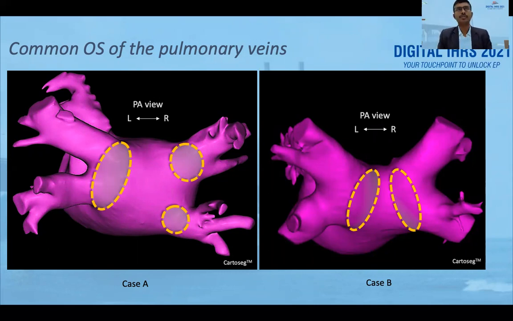Whenever you have a common arch, what we do is sequential segmental ablations. It goes around in a clockwise fashion, north, east, south, west, and we do 4 different freezes so as to isolate these pulmonary veins with a common arch.